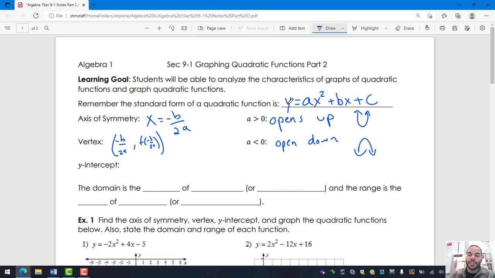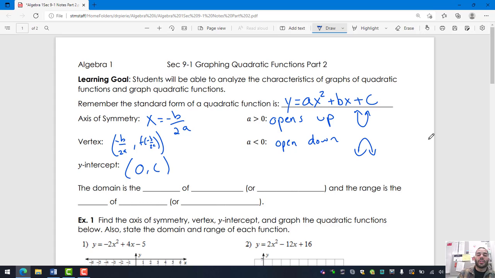What's an easy way to remember this? What do positive people do? They smile. What do negative people do? They frown. If a is positive, it's a smile. If a is negative, it's a frown. And then your y-intercept, the place where your parabola always crosses the y-axis, is always going to be the coordinates 0, comma, c. Whatever your c value is equal to represents your y-intercept if you are in standard form.